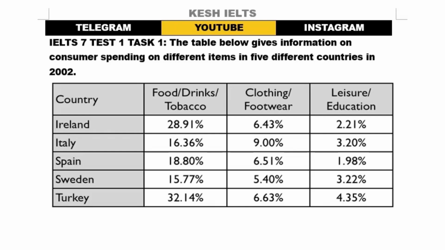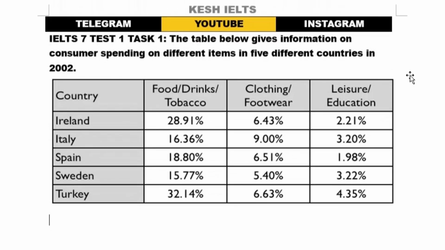This is from IELTS 7 Test 1 Task 1. The table below gives information on the consumer spending on different items in 5 different countries in 2002. So let's get started. First of all, we're gonna paraphrase this one, then we're gonna write an overall as usual, then we're gonna start with the body.